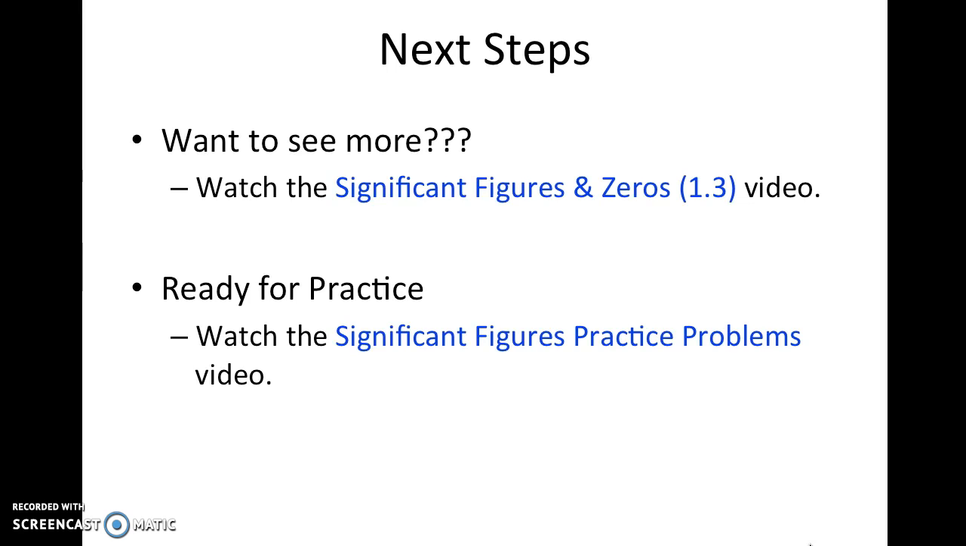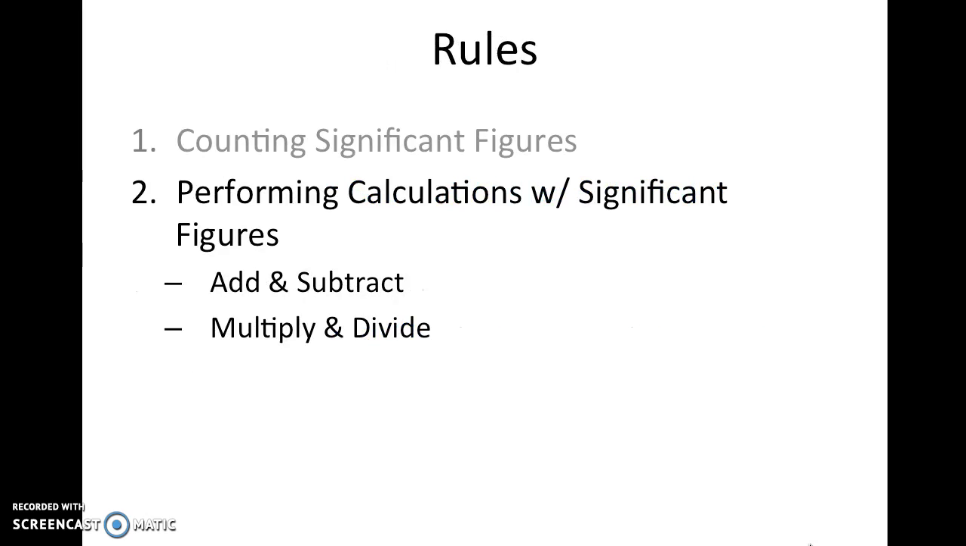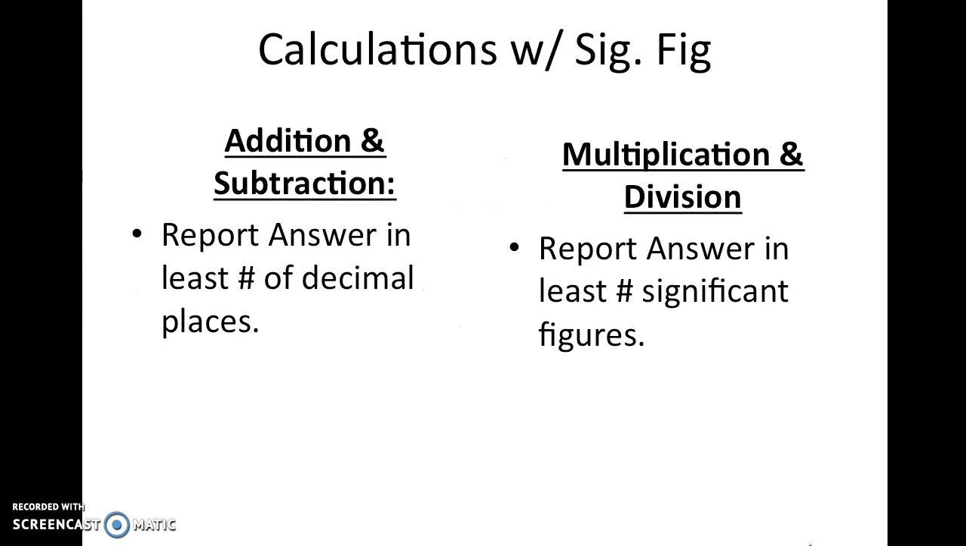Okay, now we're going on to performing calculations. We're going to look at addition, subtraction, multiplication, division. So when you're adding and subtracting and multiplying and dividing, the rules are different, so pay careful attention. In addition and subtraction, you report your answer in the least number of decimal places. So addition and subtraction, least number of decimal places. And multiplication and division, you report your answer in the least number of significant figures.